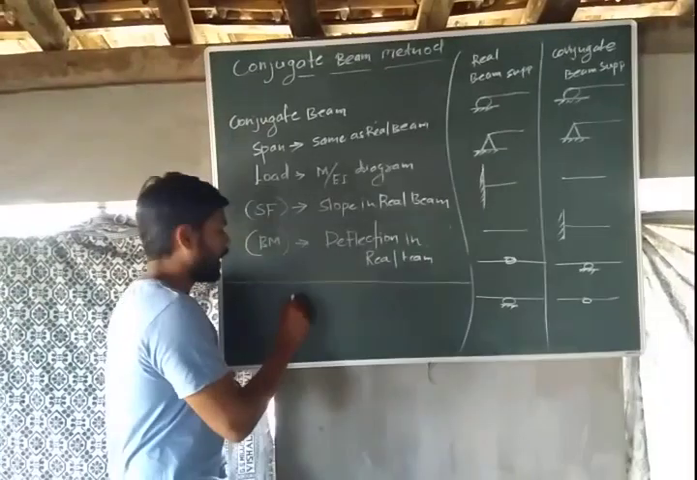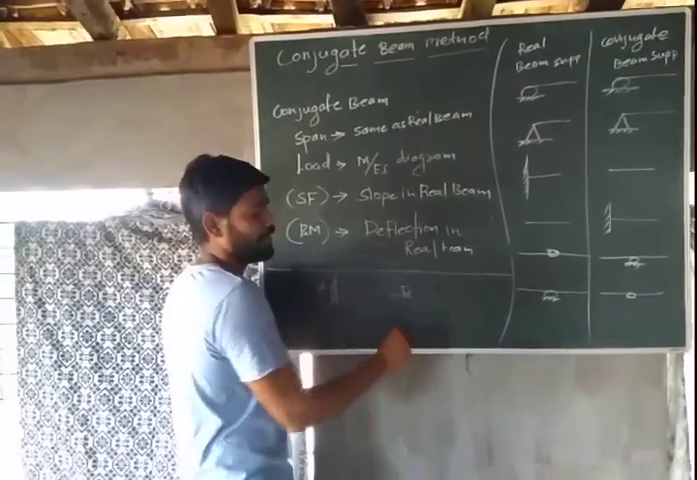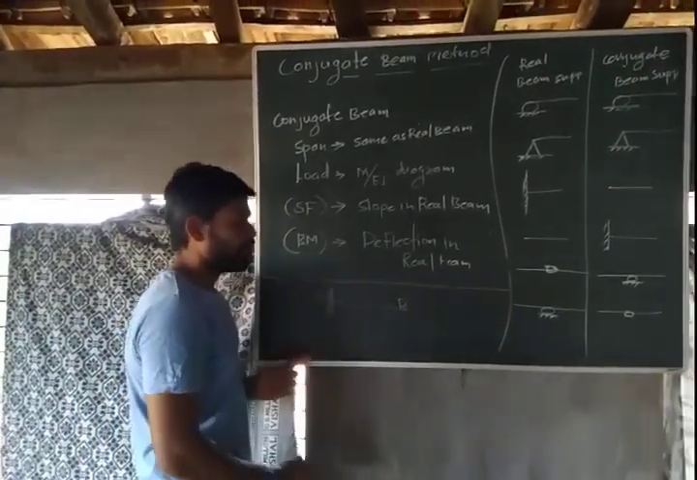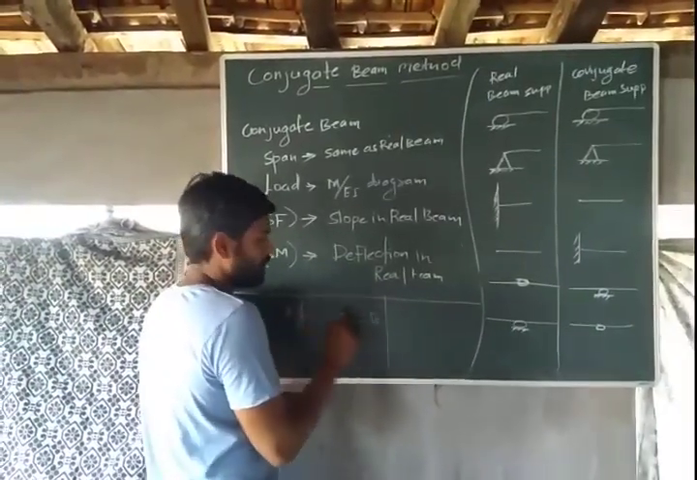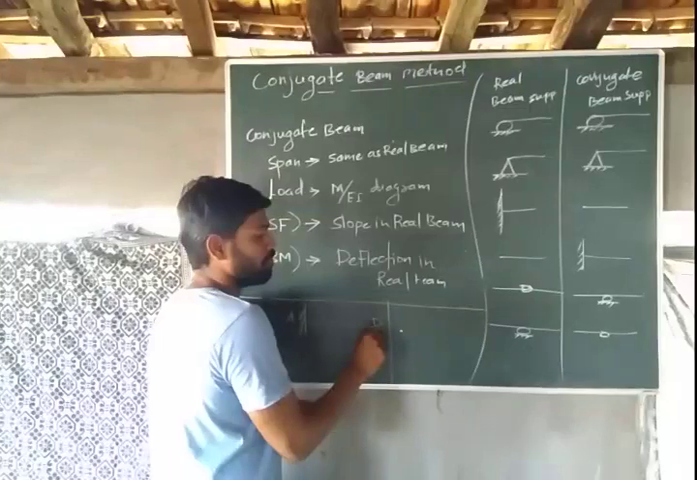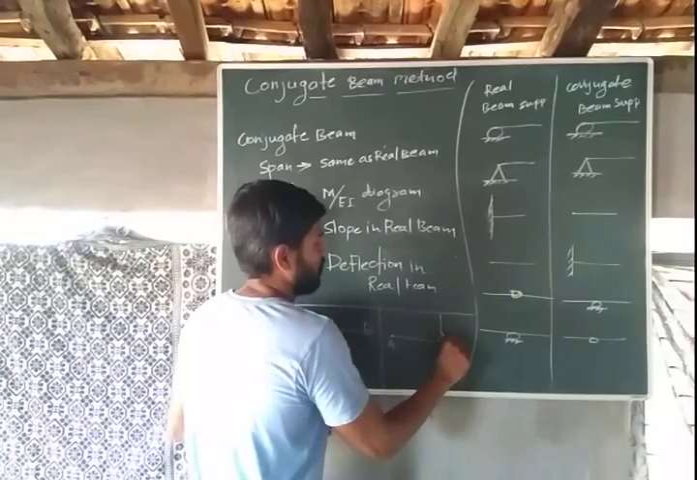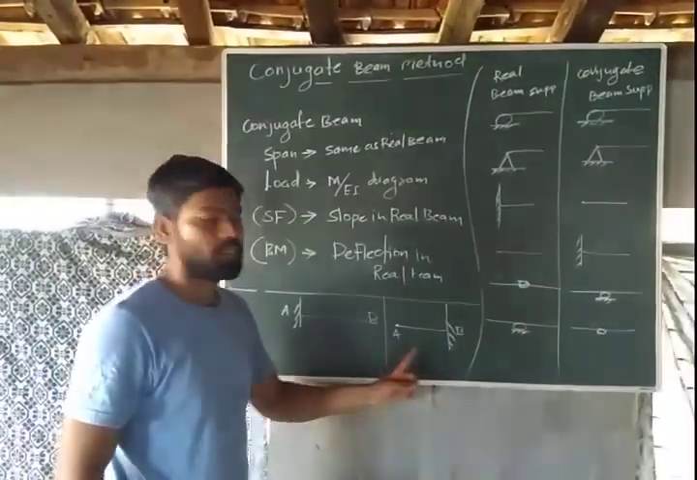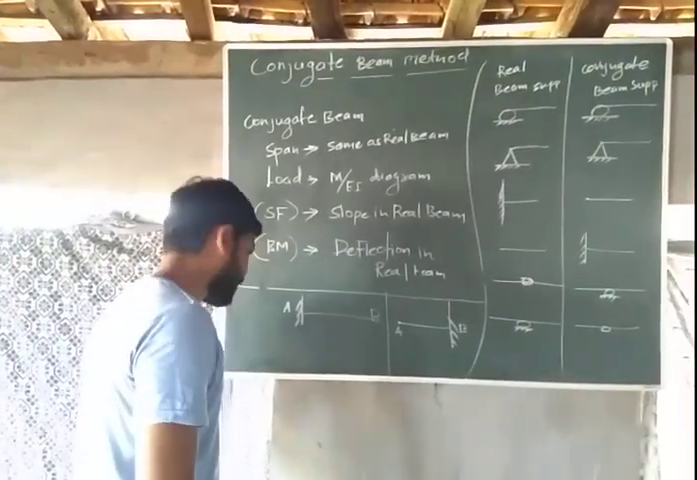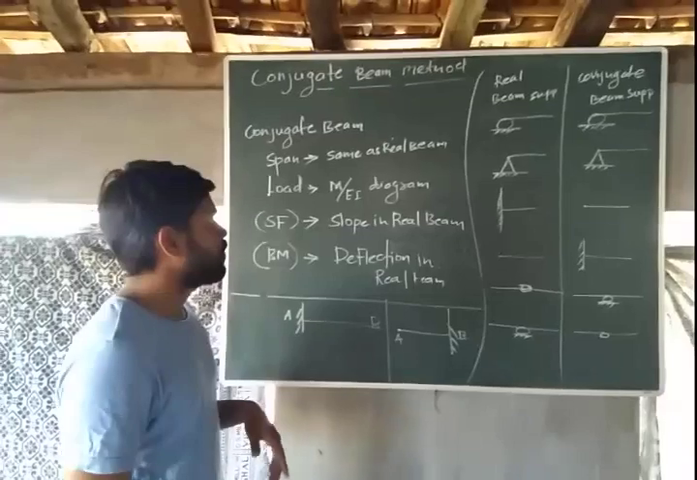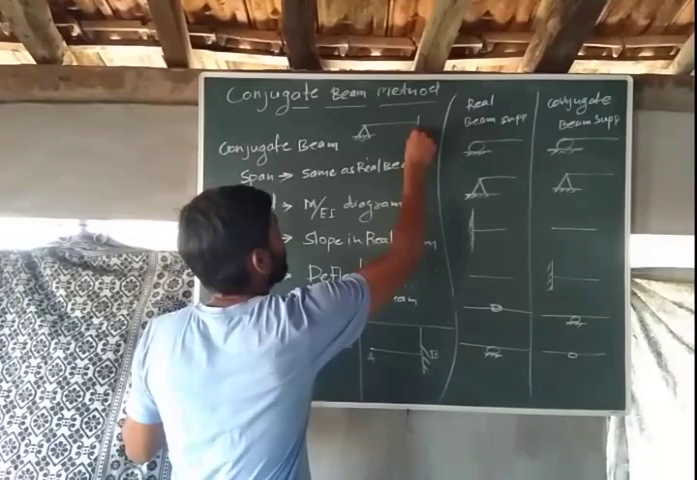Now suppose a cantilever beam is there with A as fixed and B as a free end. Then this real beam will be converted into a conjugate beam as follows: A is a fixed end, so this will become free, and B is a free end, so this will become fixed. So the conjugate beam is prepared like this, where A becomes free and B is fixed. Now suppose similarly one more type of beam, let us say this is hinge and this is fixed.